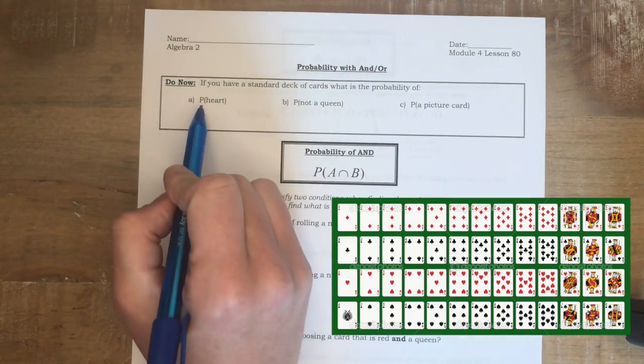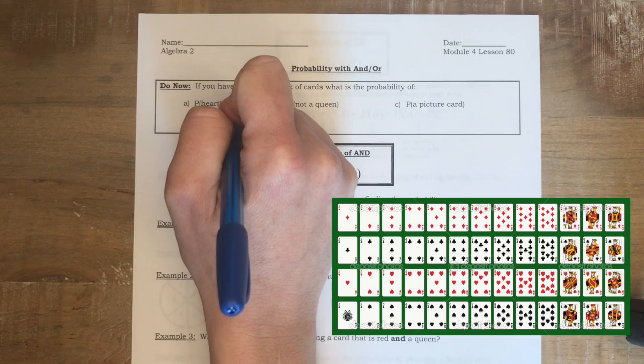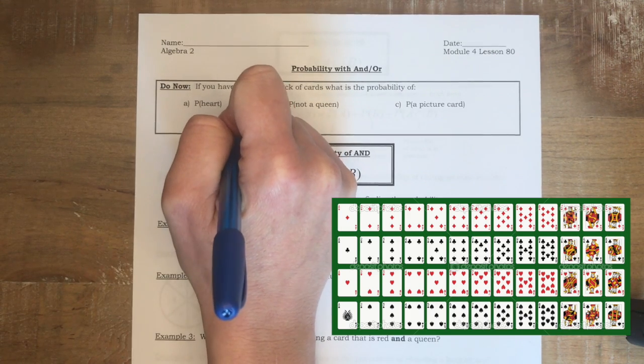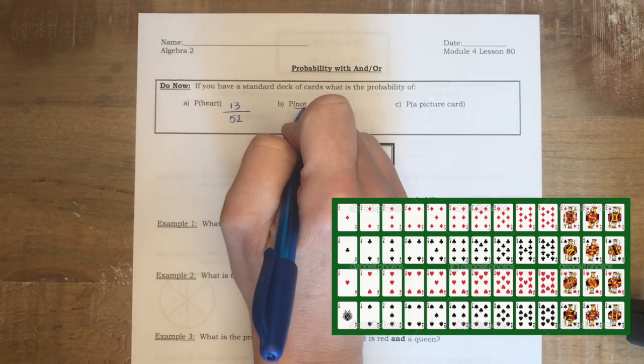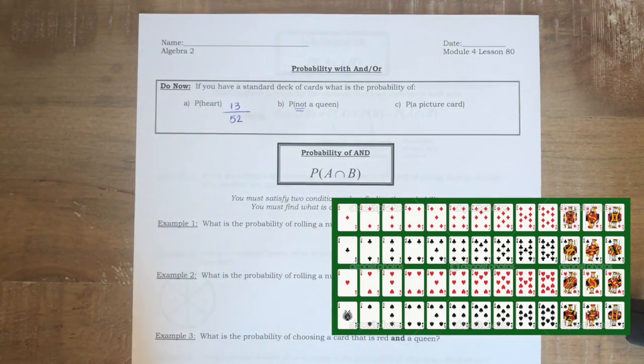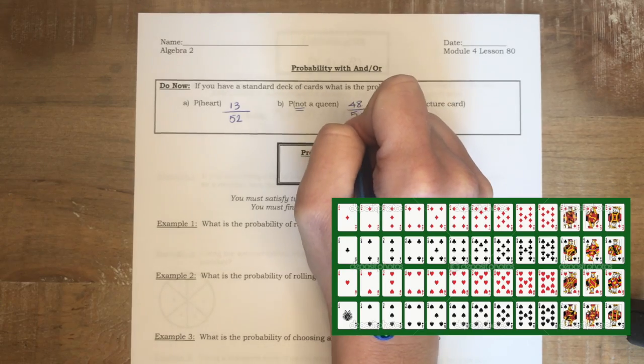All right, so the probability of a heart. That's a suit, so there are 13 hearts out of a whole deck of 52. Jokers are not included in a deck of cards. Probability that it's not a queen. We know that there are 4 queens, so that means there are 48 cards that are not queens. So 48 out of 52.